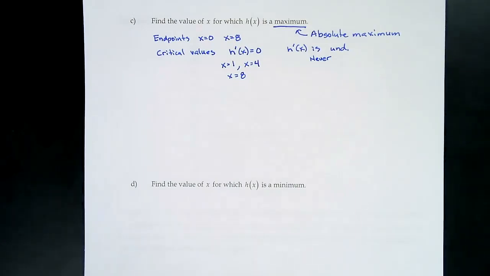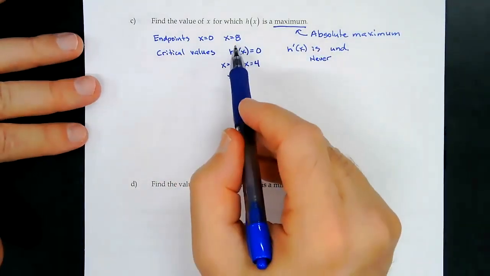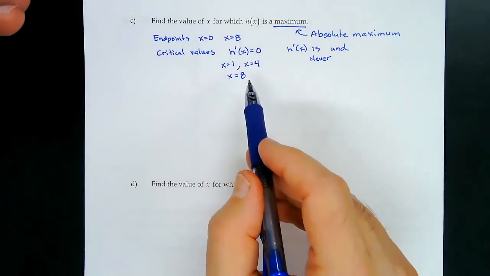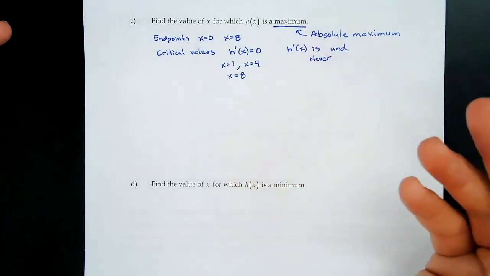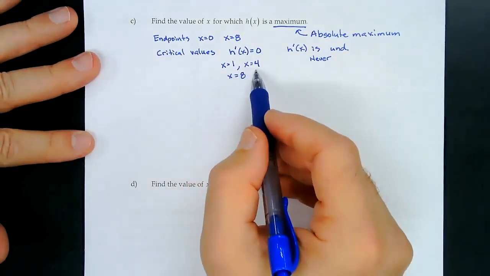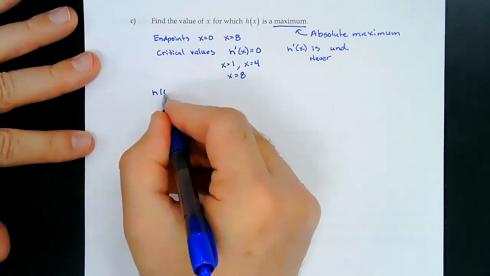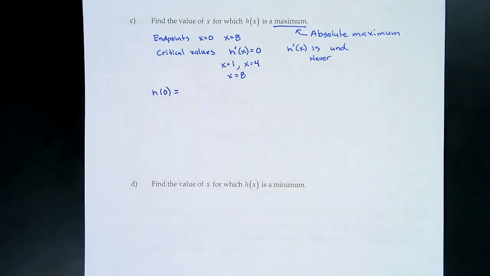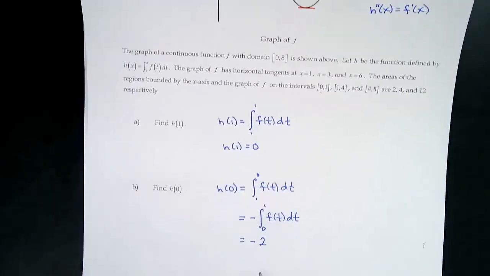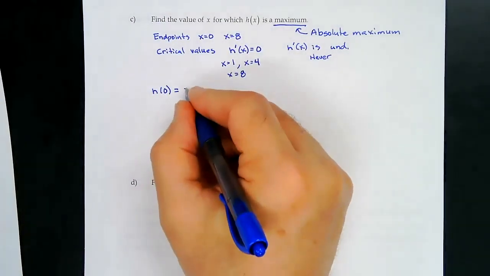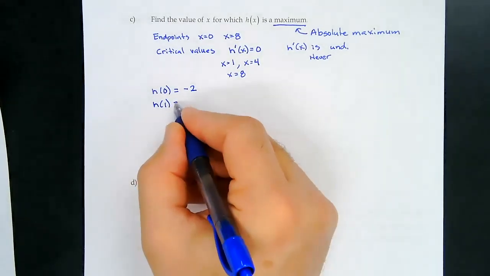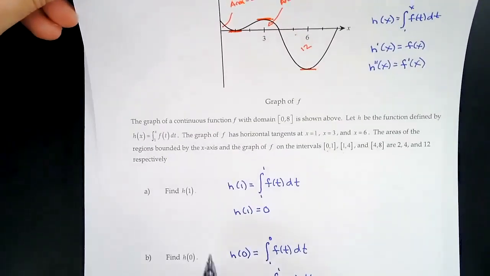Okay, so the next thing we have to do is use the endpoints and find which one's the largest, right? So we have to find h of 0, h of 8, h of 1, and h of 4. So h of 0, from the first page, h of 0 is this value of -2. I already calculated that, so we don't need to calculate it again. H of 1, I calculated that on the first page also, and h of 1 is 0.